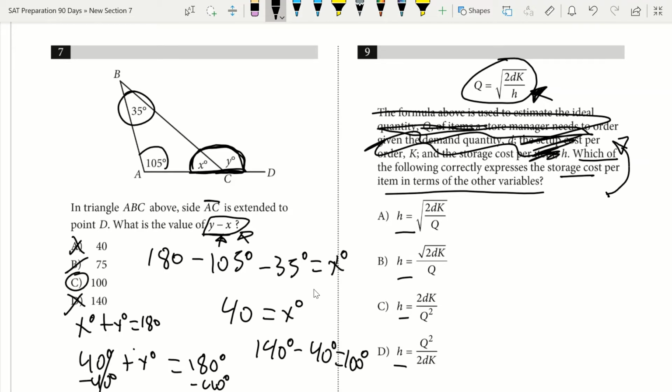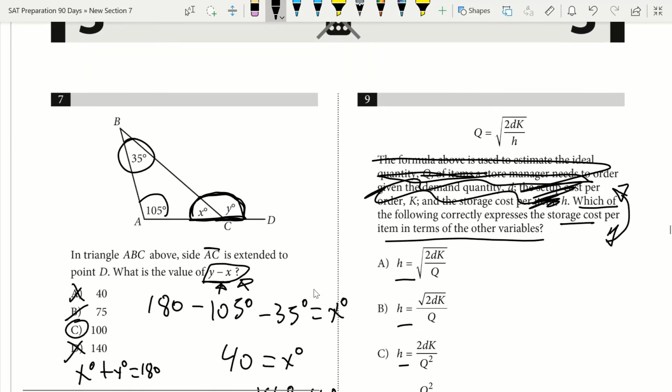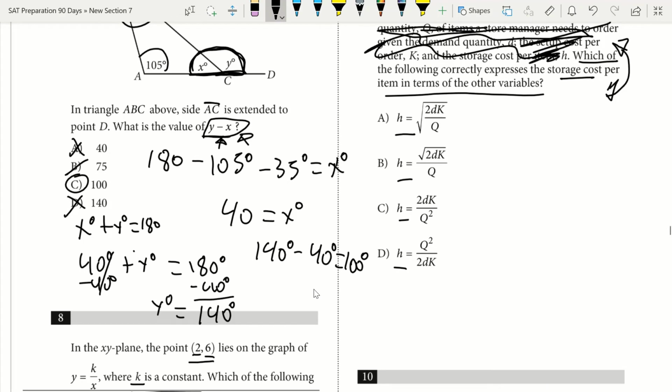And then once you've done that, just go ahead and rearrange. So now we know that we just have to solve for h. What we're going to do here is square both sides to get rid of our square root. So we're going to have q squared equals 2dk over h. We're going to multiply each side by h, divide each side by q squared, and we see that h then is going to equal 2dk over q squared. I look at my answer choices, I see the only one with q squared in the denominator is C, so I know my answer for 9 has to be answer choice C.